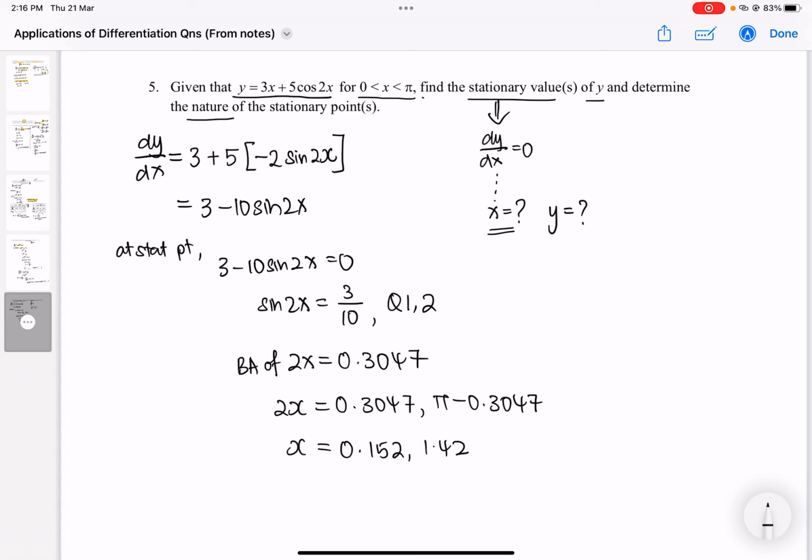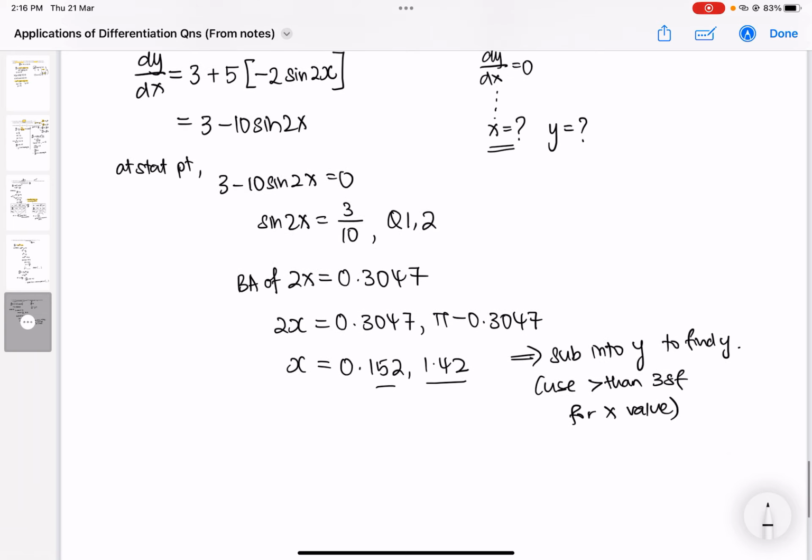Okay, next, using this value of x, you need to substitute to find the y value. Okay, so I will let you do this part on your own. Remember when you do the substitution, use more than 3SF for the x value. Okay, this is to ensure that your y value is accurate. Okay, so this is the first part. I will let you do the finding y coordinate on your own.